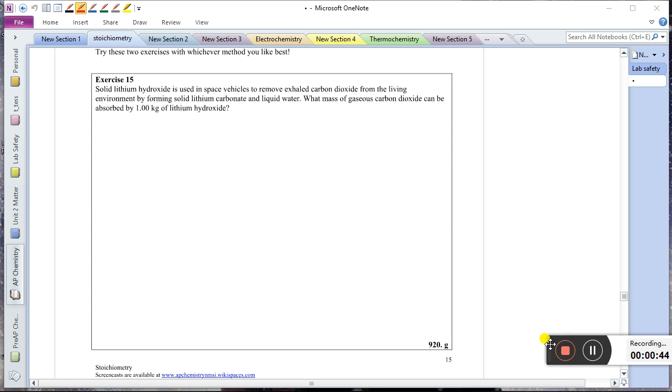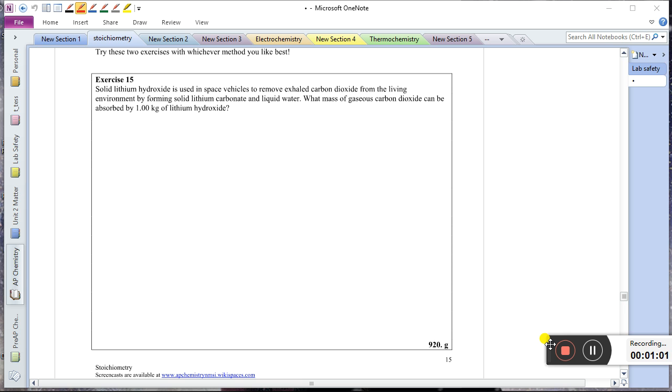It's on page 15 in the part that's stoichiometry. So find that third section. It's like 3 pages from the back. Yeah, it's pretty far back. You're getting close. So if you find 15 in that section, it's exercise 15. There you go.